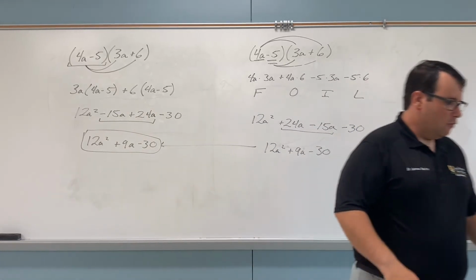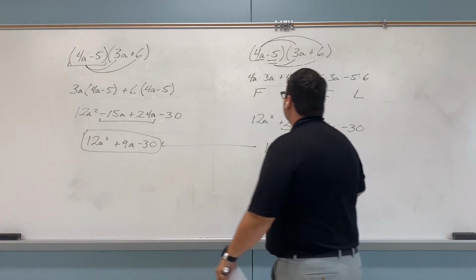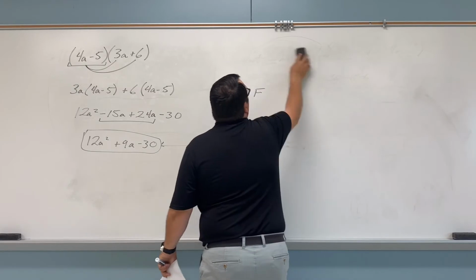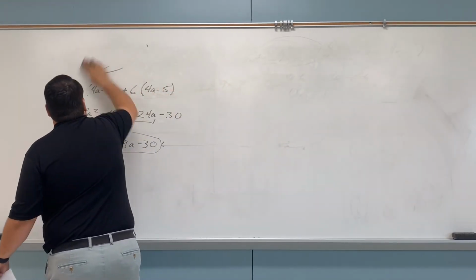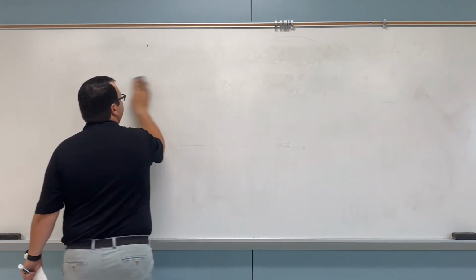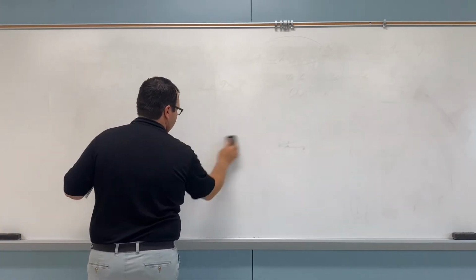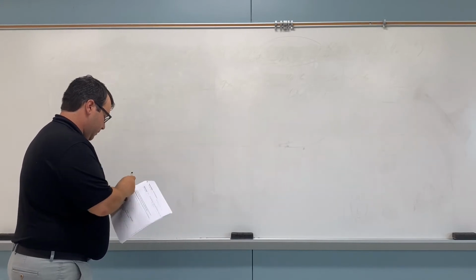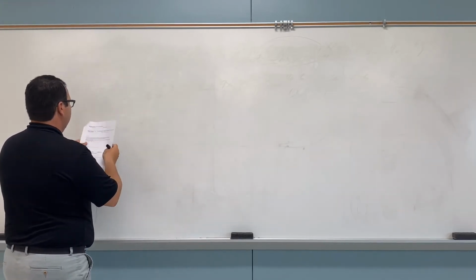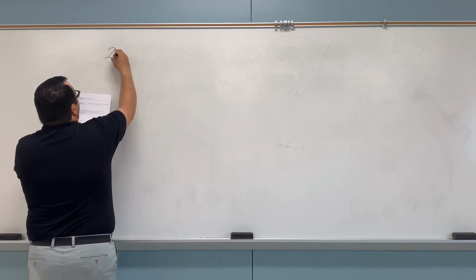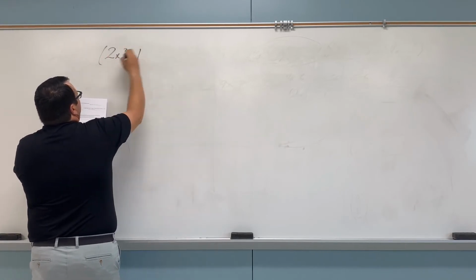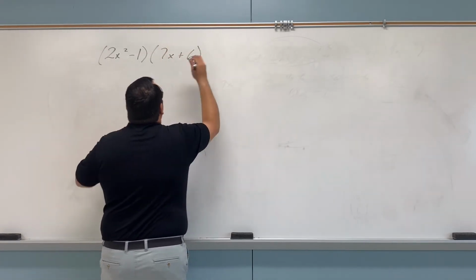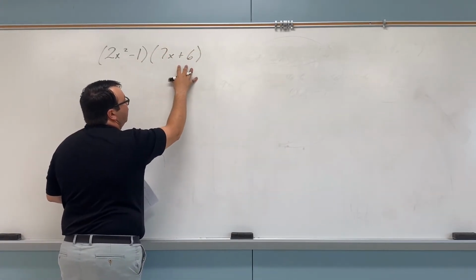Okay, very good. Let's do one more, just to do the FOIL process. And I'm going to get my board space back. There we go. Get my marker capped again. All right, so I have 2x squared minus 1 times 7x plus 6. So again, this is a binomial times binomial kind of situation.